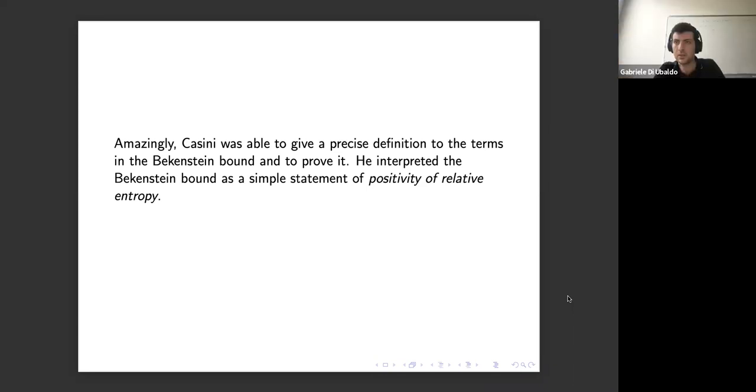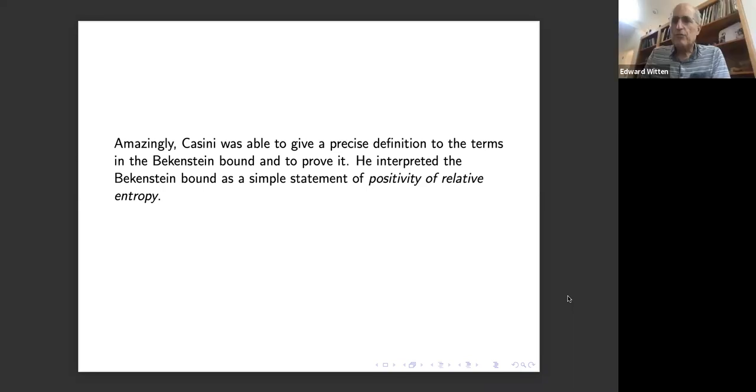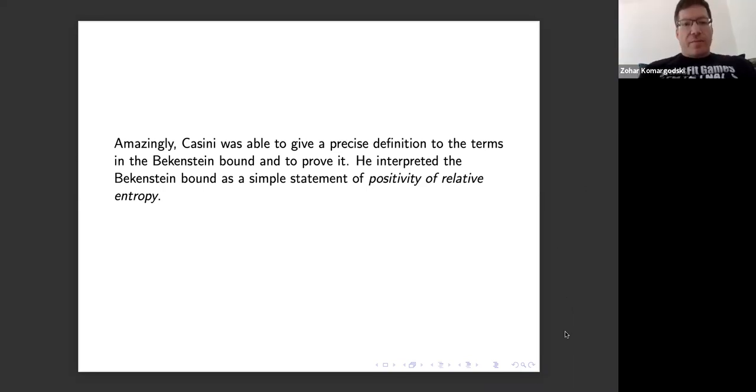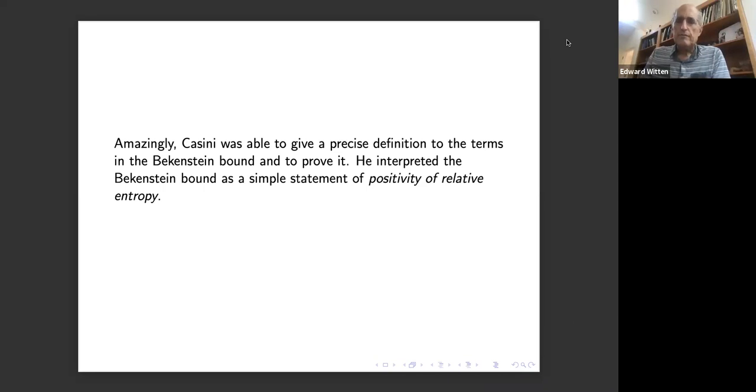Zahar, do you have another question? Your hand is up, or is that from before? Thank you. Okay. Yes, I have a small question. About the interpretation of Casini's bound. Yes. Improving upon Bekenstein's bound.